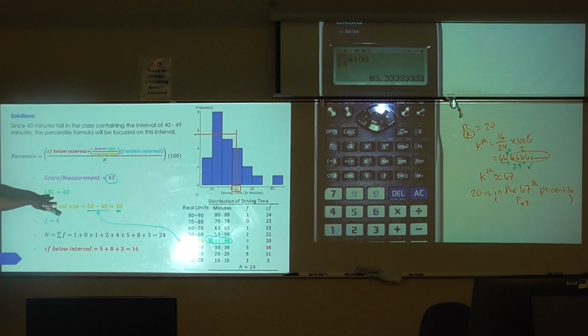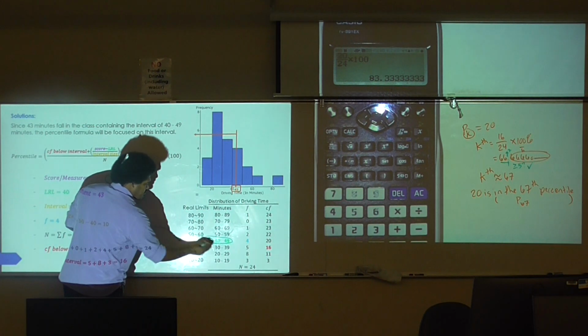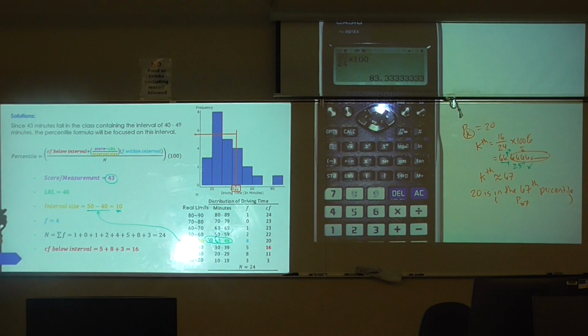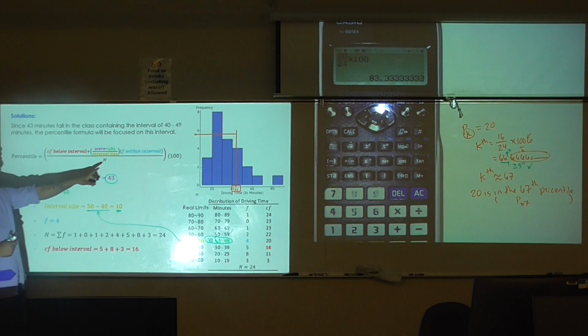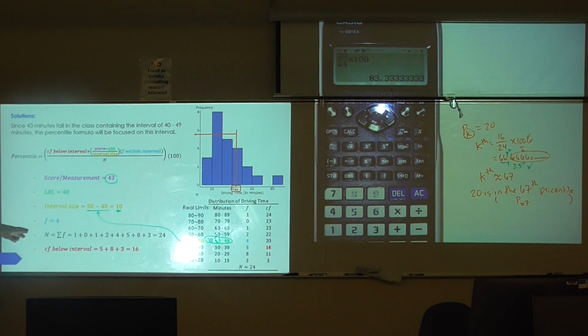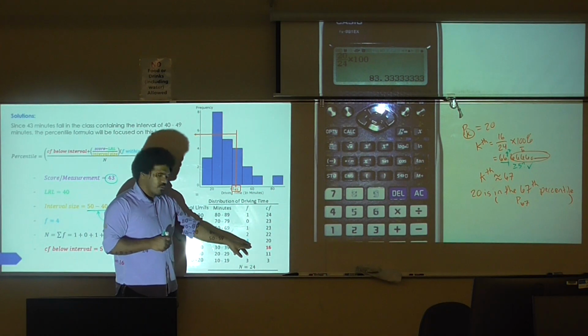Well, we already know the lower limit is the lower limit of the interval that we're focused on. So therefore, it's going to be the 40, that's right here. That's what comes over here for the lower limit. So let's look at the frequency, because that's what comes over here. The frequency of the interval of focus. So now that we know our interval of focus, we know our frequency that we're going to be using. It's going to be 4. That's what we're going to be using.